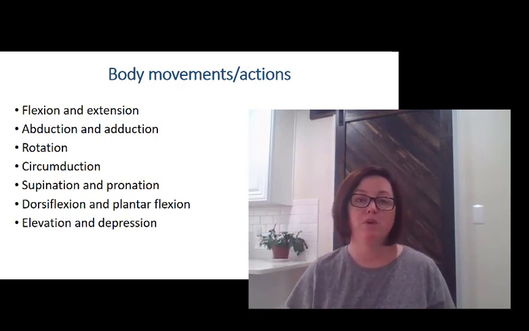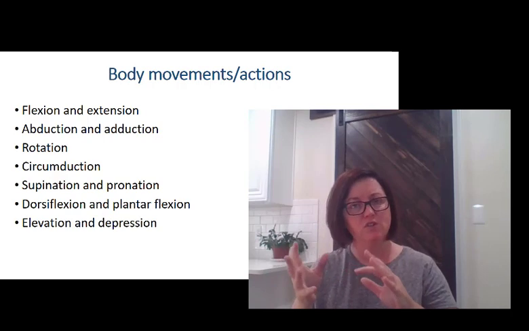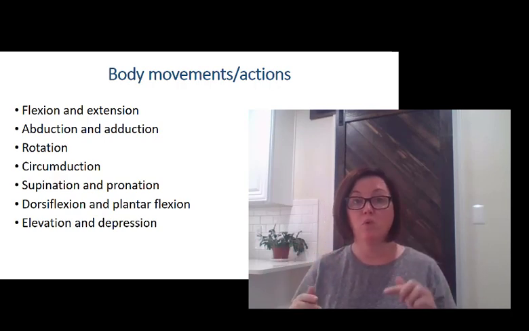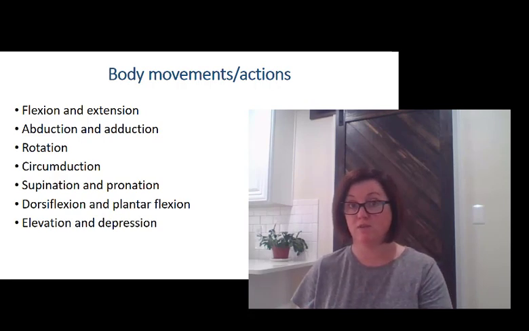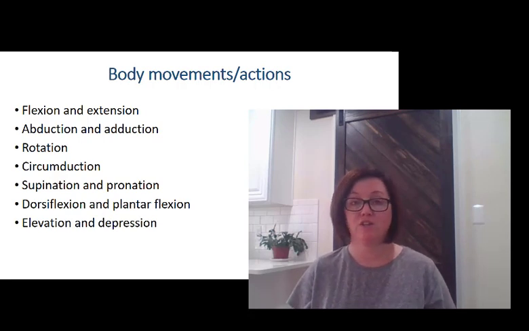Now, I think what's really important to understand about these actions is that a muscle, when it comes to the actions that are opposites, like flexion and extension, can only do one and not both. So a muscle that causes flexion will never cause extension at that joint. A muscle that causes abduction will never cause adduction at that joint. So let's look at an example.